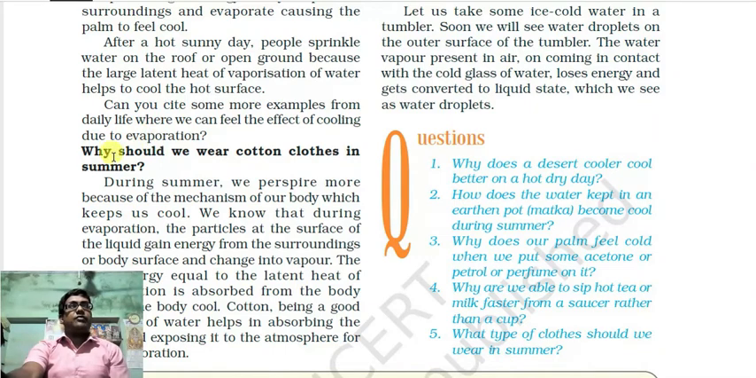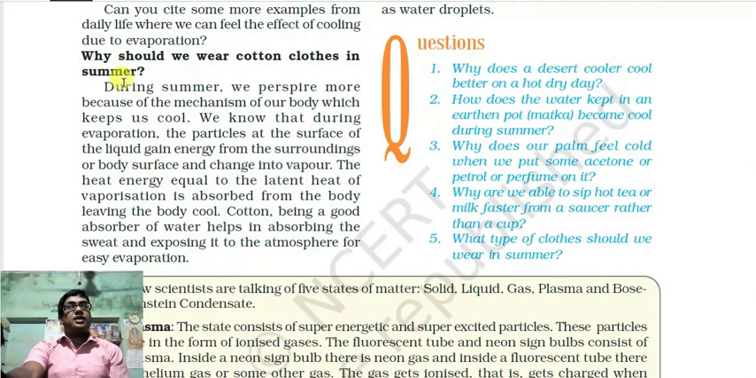See what is given here. Why should I wear cotton clothes in the summer? During summer we perspire more because of the mechanism of our body which keeps us cool. We know that during evaporation, the particles at the surface of the liquid gain energy from the surroundings, the body surface, and change into vapor. The heat energy equal to the latent heat of vaporization is absorbed from the body, leaving the body cool.